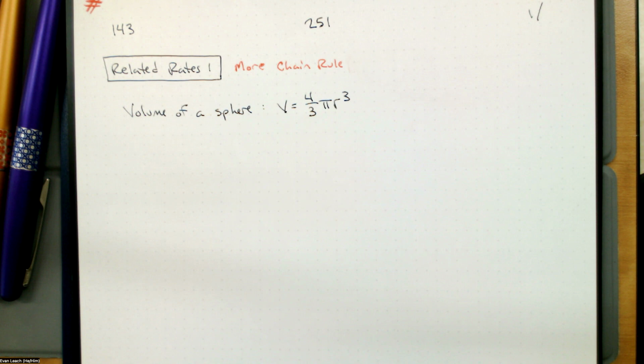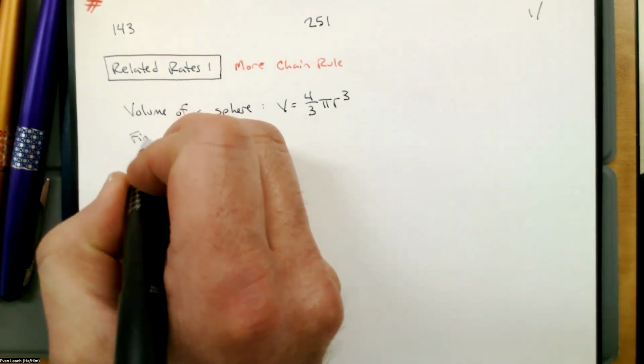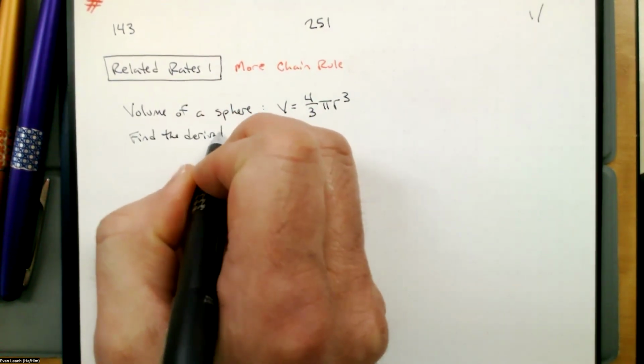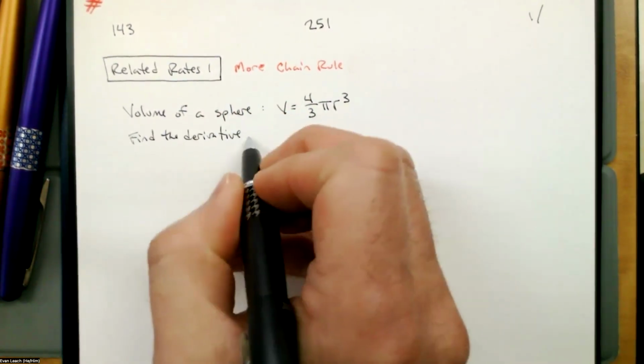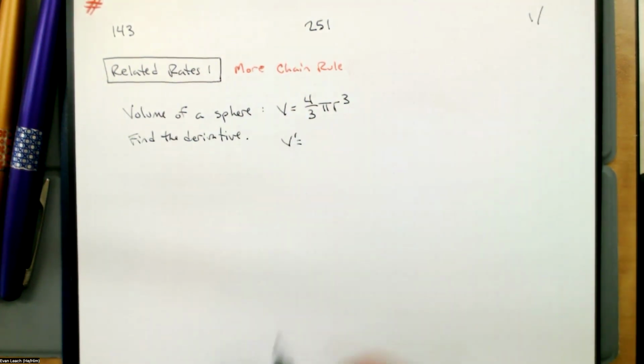So let's find the derivative of this function, just using what we know about derivatives. What is the derivative of this function? If I just said find the derivative, we would probably write v prime. And what is v prime?